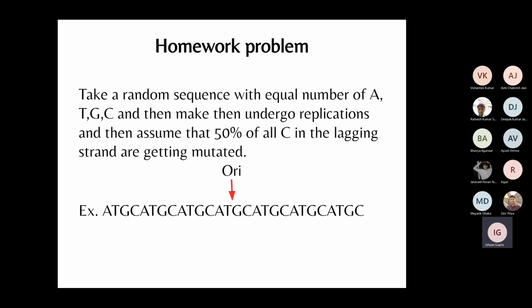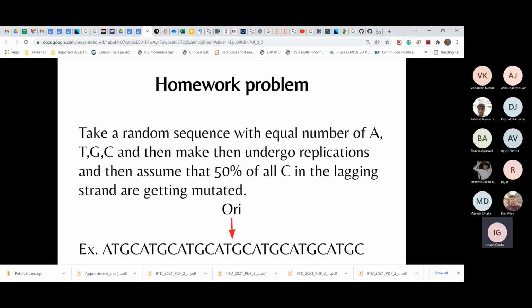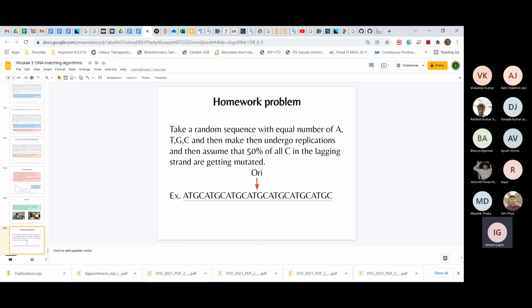So coming back to the question that Vishantam, you had, about whether this is what happens in all species. We know that bacteria has a single origin of replication, right? So you can have this idea for organisms with a single origin of replication.